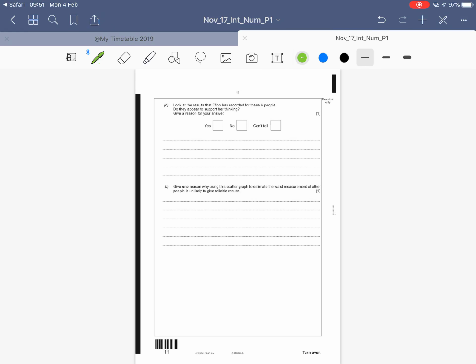So we're going to say here, yes, the positive correlation shows us the taller you are, the greater your wrist measurement, waist measurement.